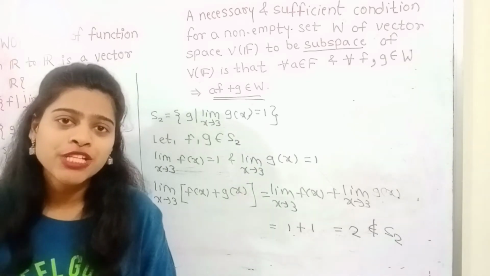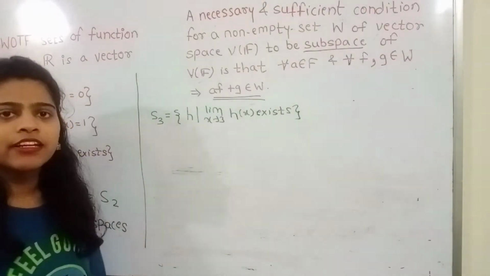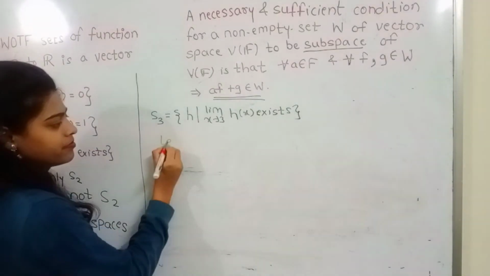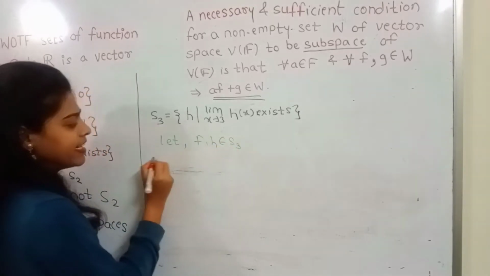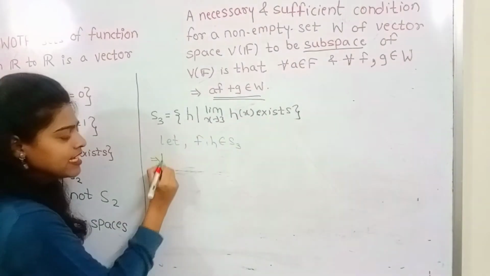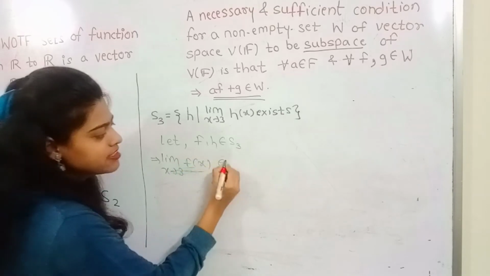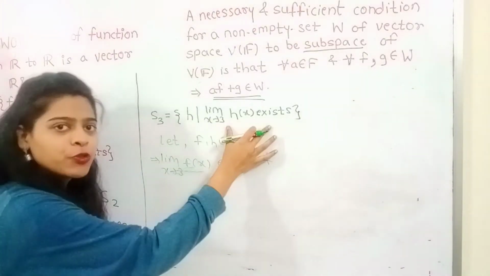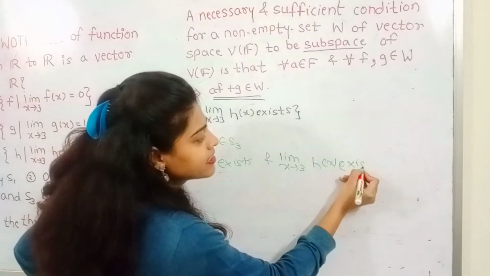Now we only have to check whether S3 is a vector space or not. Therefore, we consider this S3 set. We can consider two functions from S3. Therefore, let f, h belong to S3. That implies from this condition, f belongs to S3, that means limit x tends to 3 of f(x) exists. Similarly, this condition is also true. Therefore, limit x tends to 3 of h(x) exists.